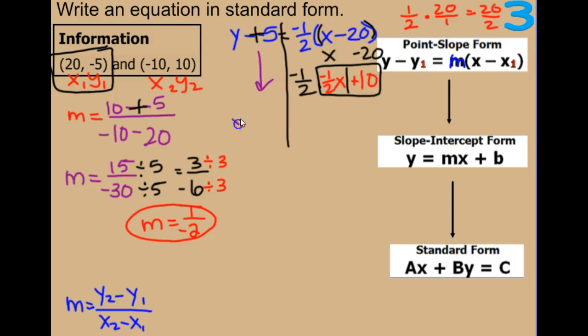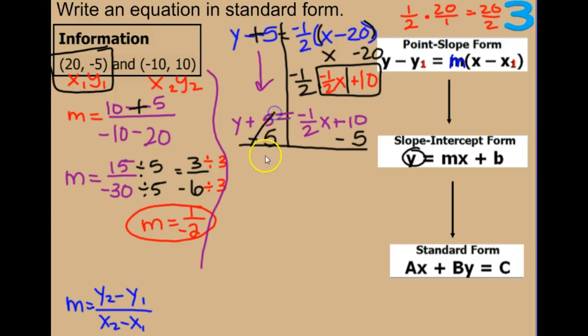So I'm going to rewrite what I have. y plus 5 equals negative 1/2 x plus 10. Just whatever's inside our box. And then we need to get y by itself. That's our goal. So subtract 5, the opposite of adding 5. So those eliminate. We have y equals negative 1/2 x, and then 10 minus 5 is 5. We have y by itself.